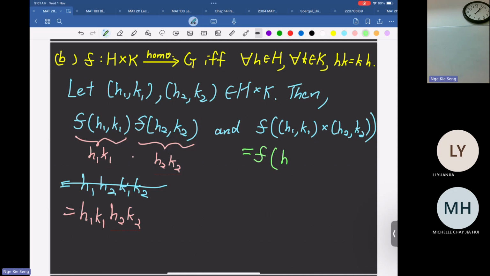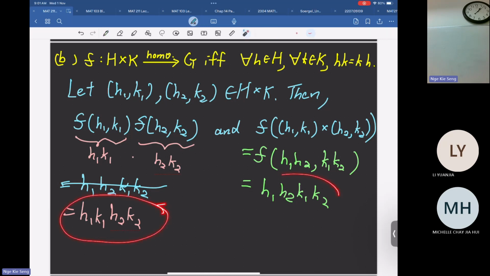Let me ask one. So Stephen, what do I get when I compose H1, K1, H2, K2 together? H1, H2, and then comma with K1, K2. Okay, good. So this is an ordered pair already. So we can map using F. What do we get? H1, H2, K1, and K2. Okay, so what's the difference between these two expressions here?